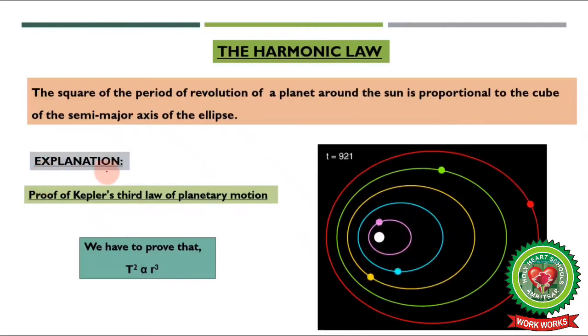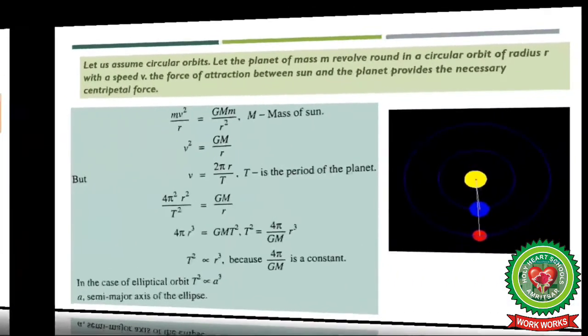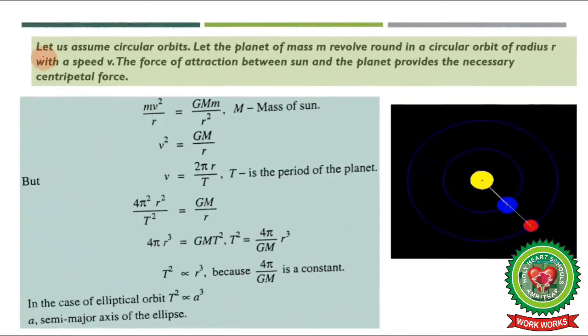So for explanation of the third law, we have to prove Kepler's third law of planetary motion. Let's prove the third law. Let us assume circular orbits. Let the planet of mass m revolve round in a circular orbit of radius r with a speed v.